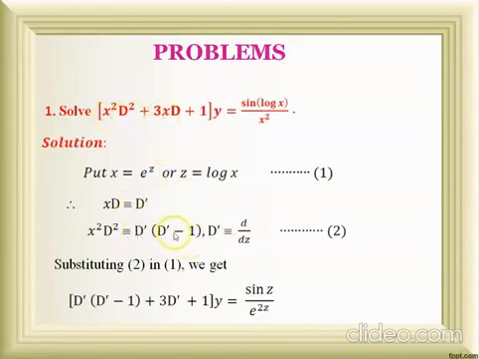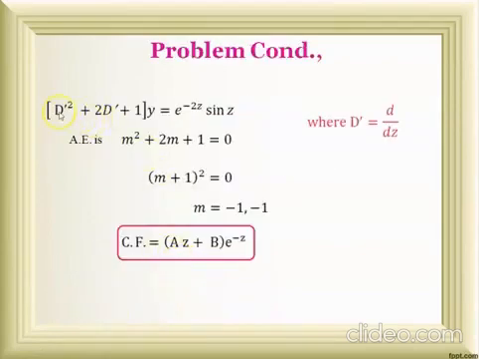So x square d square becomes d dash into d dash minus 1, plus 3 into x d becomes d dash, plus 1 into y is equal to sin z. Log x value is z, x is e power z, and e power z the whole square becomes e power 2z. I'm just moving the denominator to the numerator on the right hand side, multiplying d dash into d dash minus 1 and simplifying the whole thing. The simplified value is d dash square plus 2d dash plus 1 into y is equal to e power minus 2z into sin z.